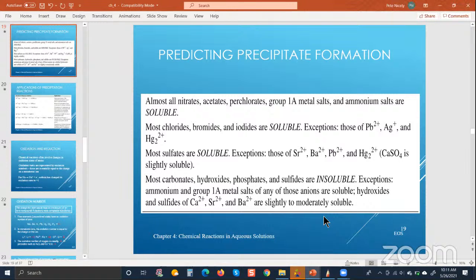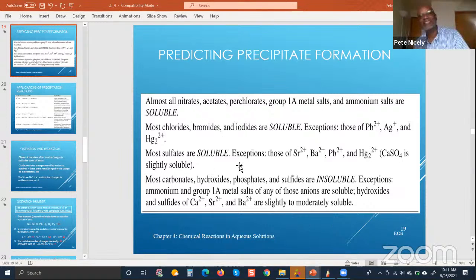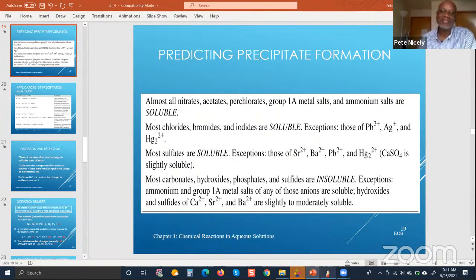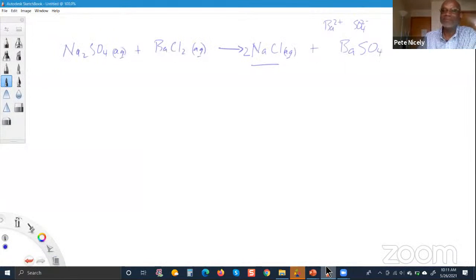Most are soluble. Okay, but what about the exceptions? Yeah, barium is an exception, right? So therefore, what that means is that barium sulfate would not be soluble in water, and therefore it would precipitate, would form a solid. All right? So that's very important. We need to know which products would form a precipitate, if any, all right?